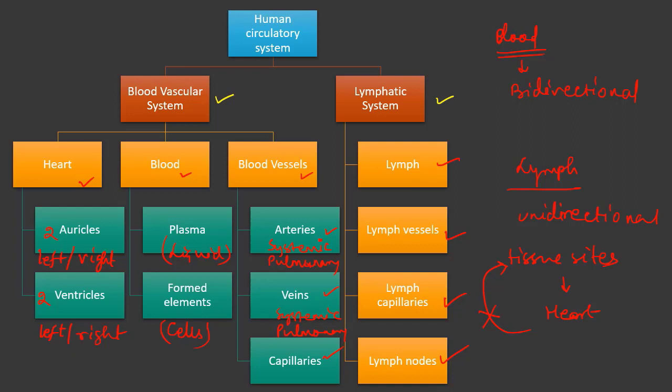But when we talk about blood, it goes from the heart to the tissue, and from the tissue sites it comes back to the heart. So it is bi-directional. But when we talk about lymph, it is only unidirectional movement, because the lymph is present in the interstitial sites. These fluids are collected and poured back into the heart. So it is only unidirectional.